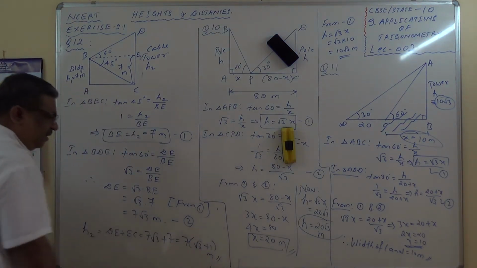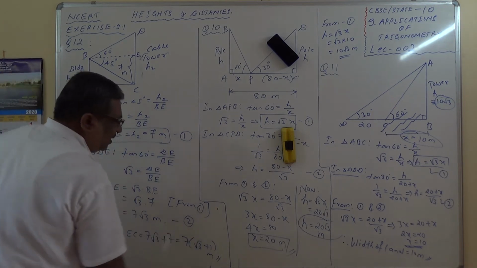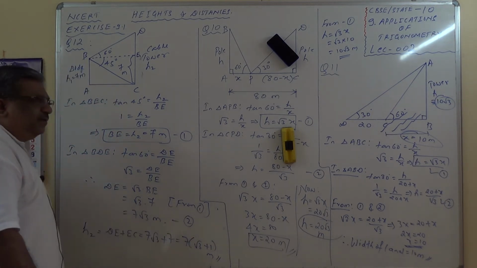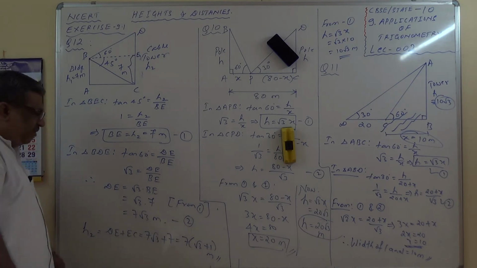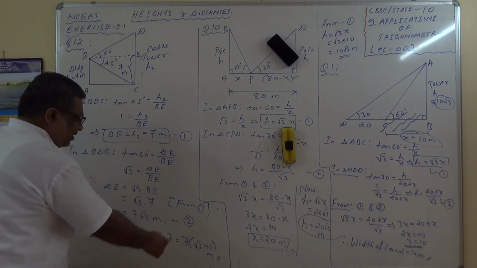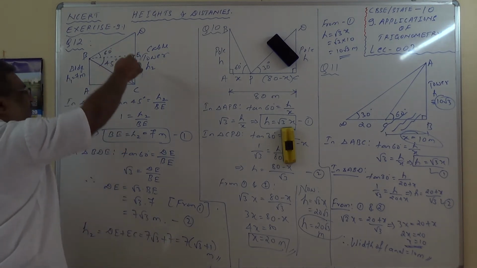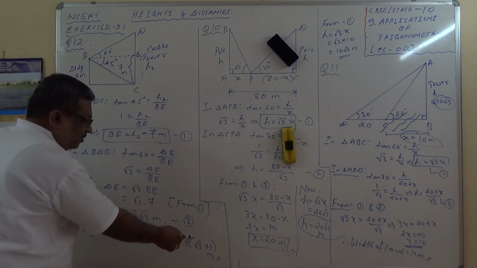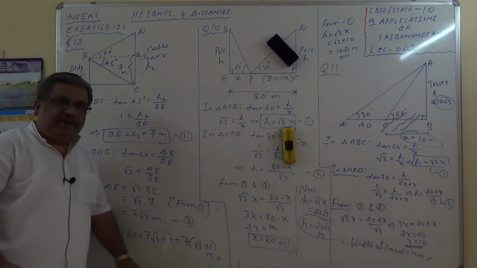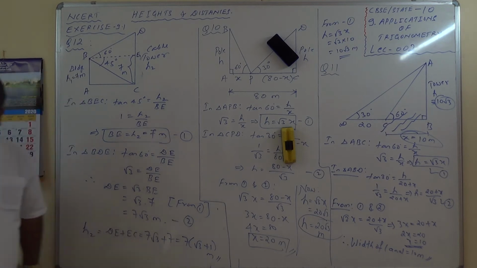If you want to calculate this, root 3 is 1.732 plus 1 is 2.732, 7 into 2.732 also you can mark, but I'll leave it at this stage. So we have calculated height of the tower H2 as 7 times root 3 plus 1 meter. I hope you understand. Make a note of this.